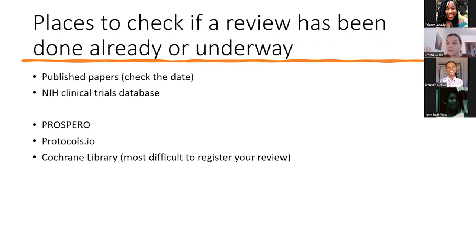People often forget this step, so I'm going to mention it here, which is that before you start doing a review, you should check to see if there's one that's been done already. And as I said, there might be one that's been done, but not recently, right? So if you're looking at published papers, you could see how recently that's been done. Or if it's underway. And there are a couple different registries where people will register reviews.